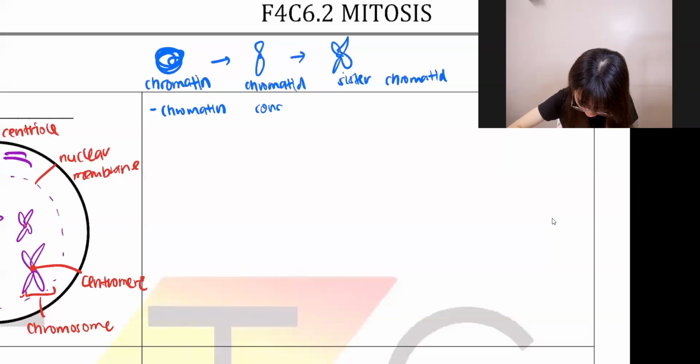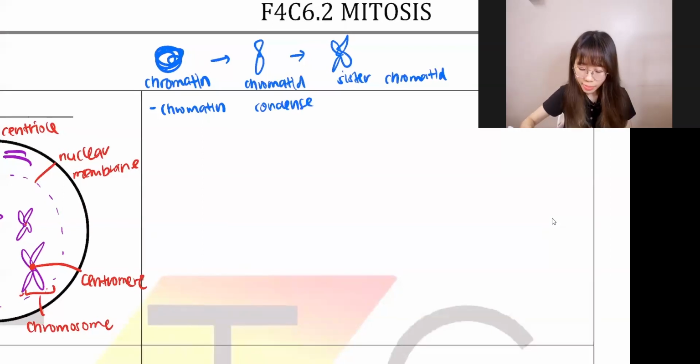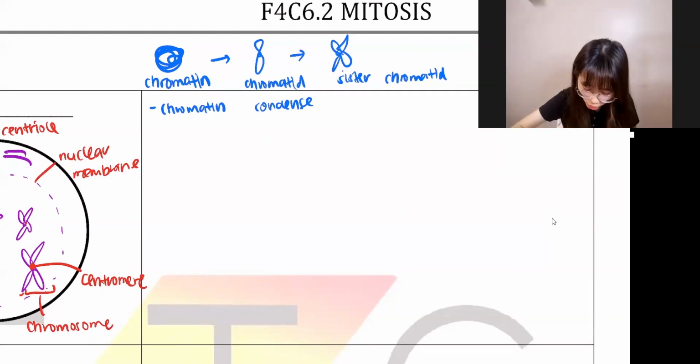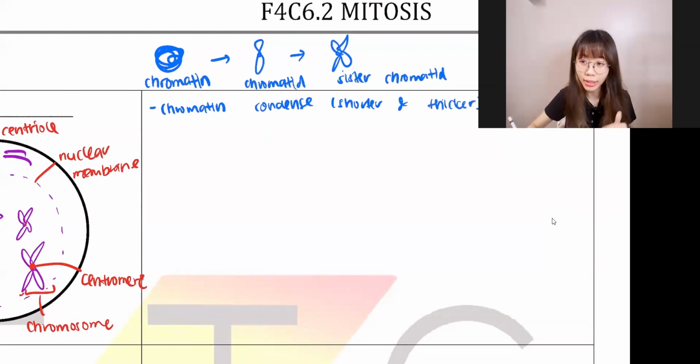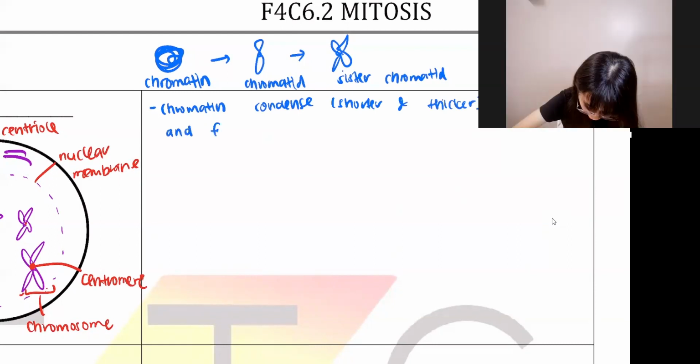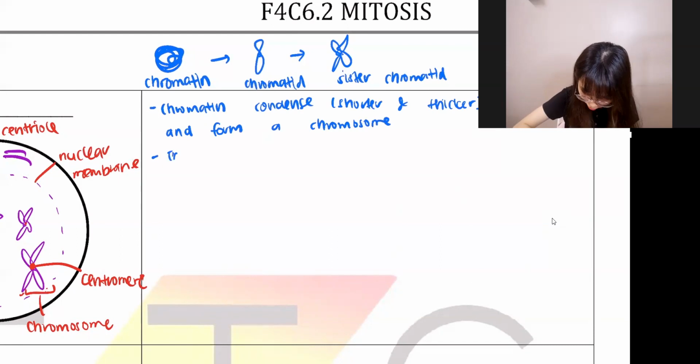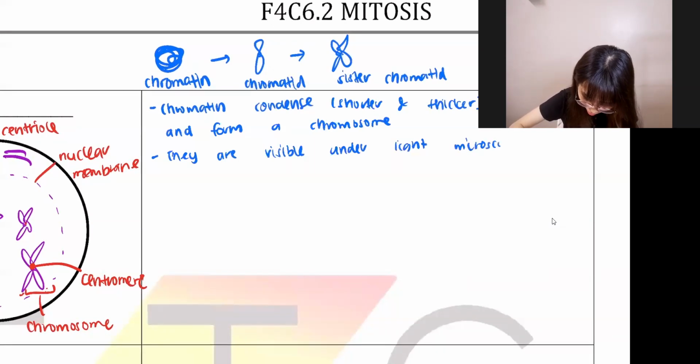Chromatid condensed. If you are able to remember the word condensed, you can just write condensed. But if you don't remember the word condensed, you can write they become shorter and thicker, and form a chromosome. They are visible under light microscope.